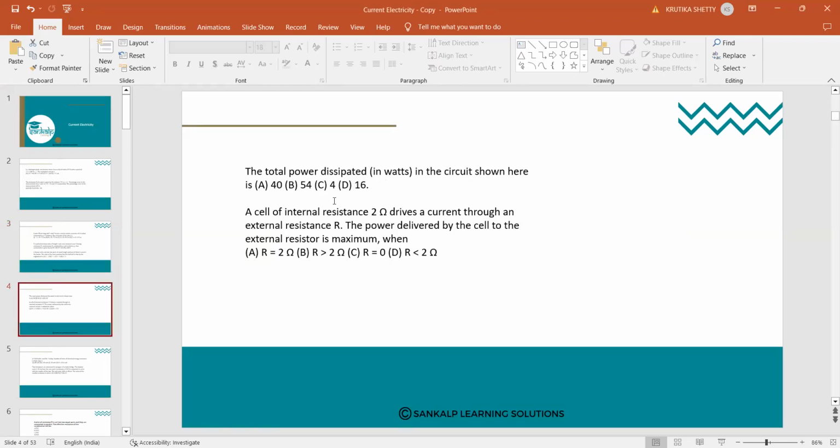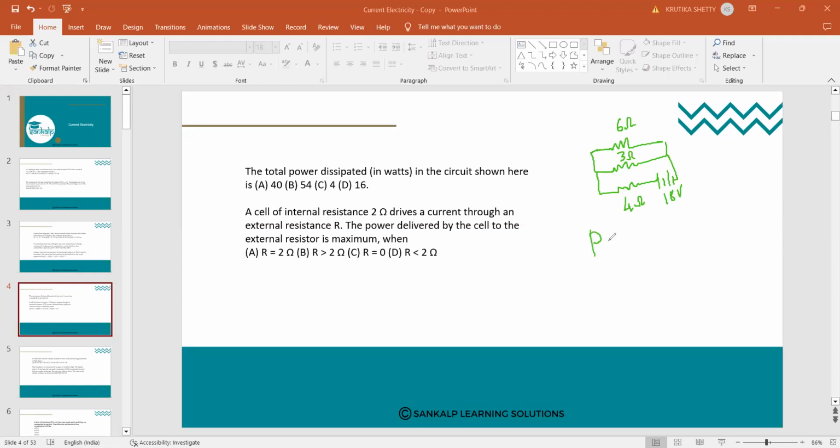Okay. So last question for today's class. The total power dissipated in the circuit shown is, so here the circuit, I'll draw and show you what it is. So the circuit is given as, this is 6 ohm, this is 3 ohm, and here one more is there, that is 4 ohm, which is connected to the battery of voltage 18 volt. The total power dissipated in the circuit is asked.